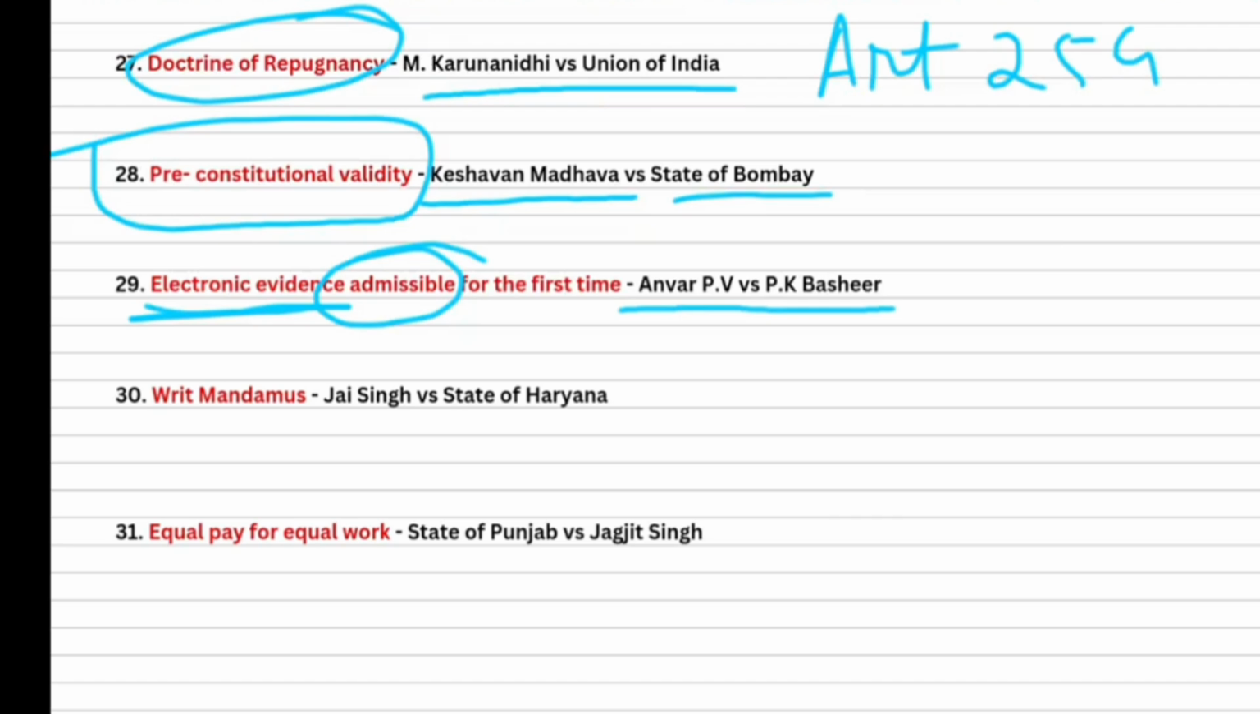Next, we have Jai Singh versus State of Haryana. In this case, the Supreme Court ruled that a writ of mandamus can be issued to force the state authorities to perform its legal obligations.